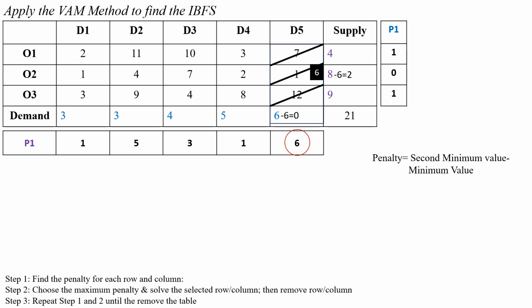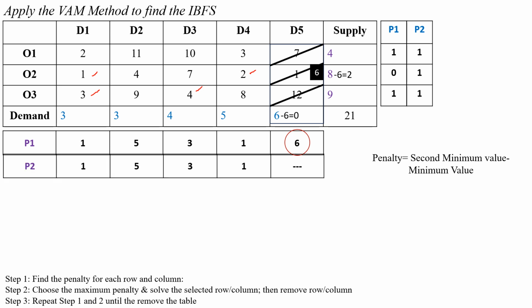Next we have to determine once again the penalties for the rows and columns. First we determine the penalties for the rows. For the first row, penalty is 3 minus 2, which is 1. For the second row, 2 minus 1, which is equal to 1. And for the third row, 4 minus 3, which is equal to 1.